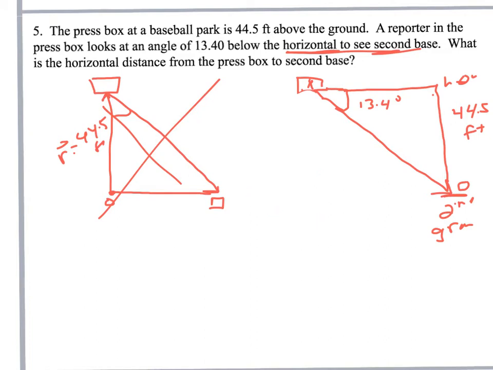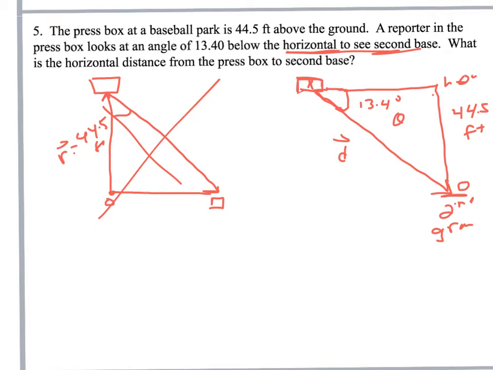It's always helpful to draw everything out, because you have your press box, and then you have your horizontal down. So you drew your distance vector, or displacement vector, right here, and you got your angle right over here, and then you got the one component, the 44.5 above ground. So now the last sentence is, what is the horizontal distance from the press box to second base?